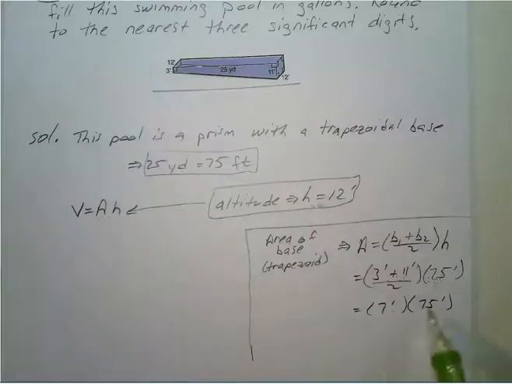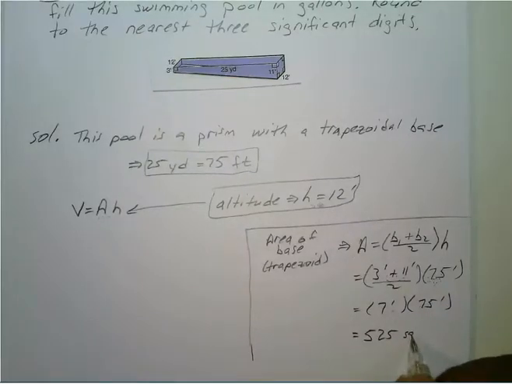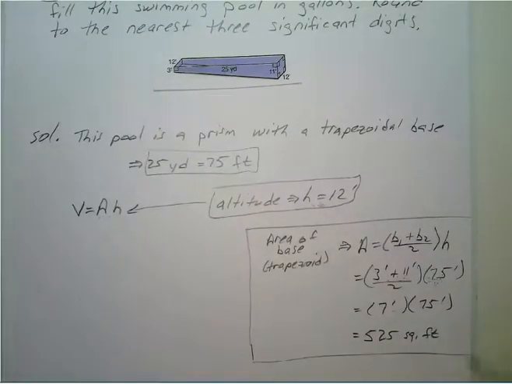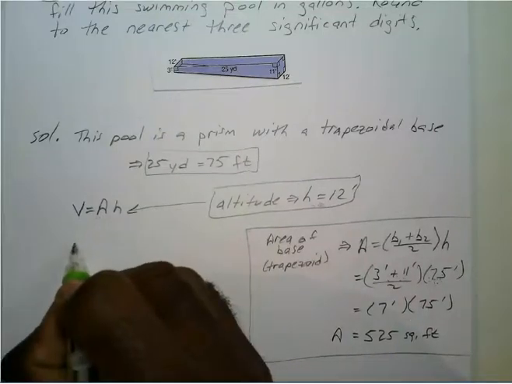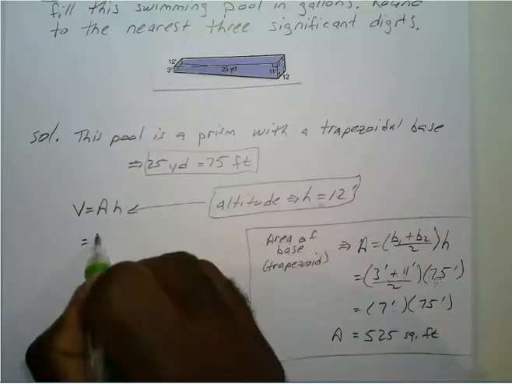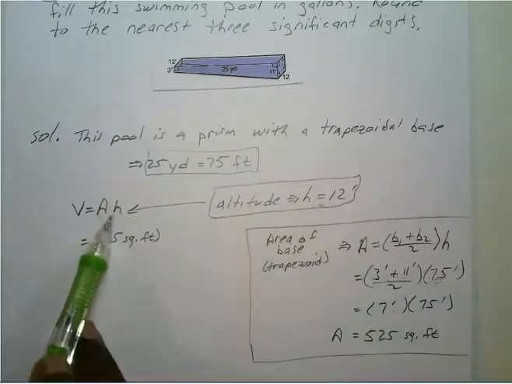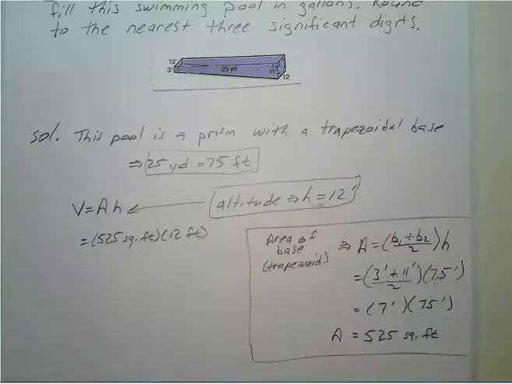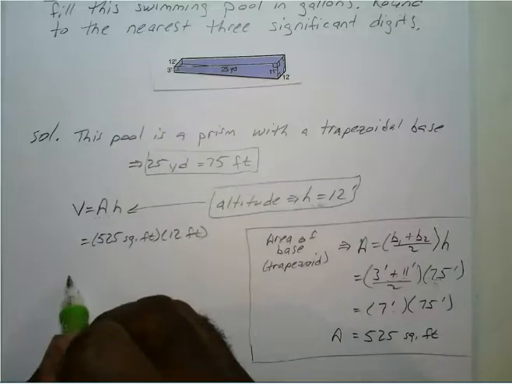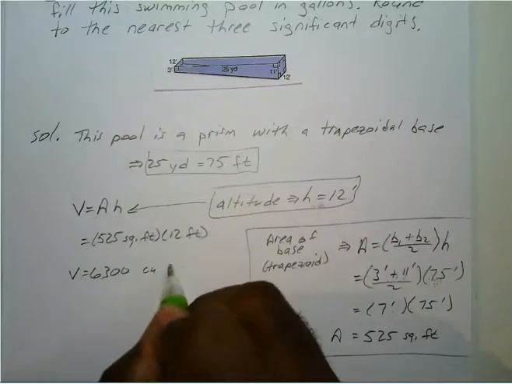So you have 7 feet times 75 feet. So it's going to equal 525 square feet. So that's our area of the base. Now we go ahead and plug everything in here. So our volume is going to equal the area of the base, 525 square feet, times our altitude, which is 12 feet. So we know that our volume is going to equal 6,300 cubic feet.